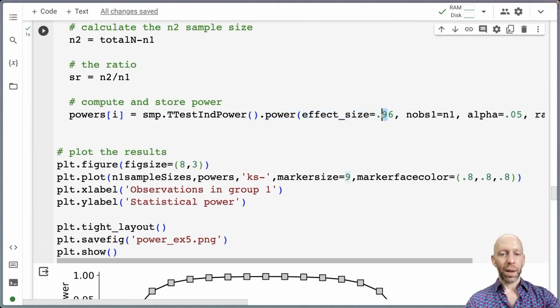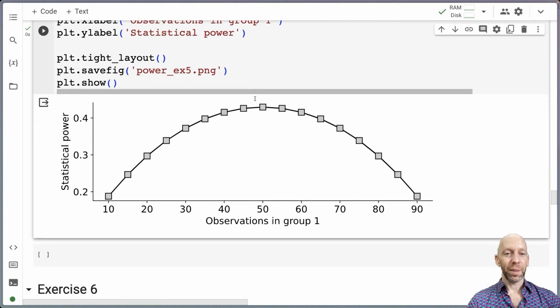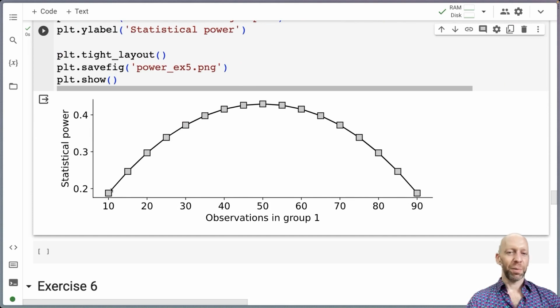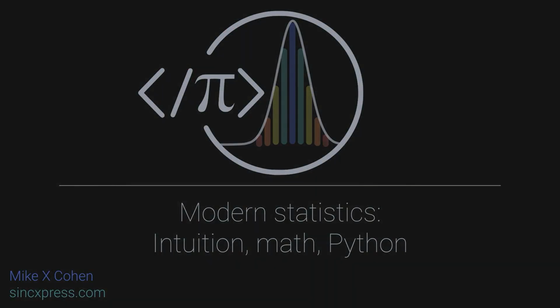So now, let's try with an effect size of 0.36. So now the effect size is really small. And now this is really unacceptably low. Even this is really very low power.